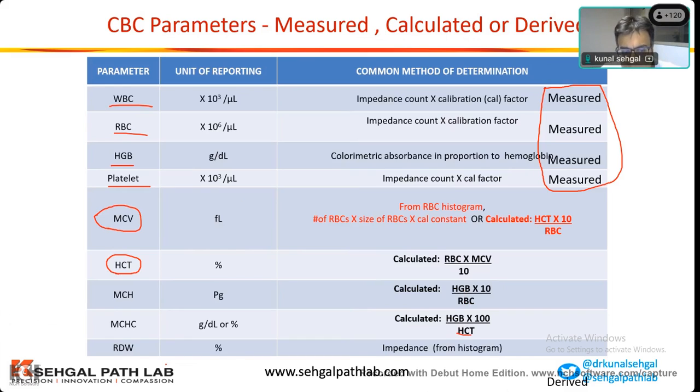The RDW, based on impedance, is calculated or derived from the histogram as we go ahead. So we should understand in our machine, these are the measured ones and these are derived or calculated ones. This is important because if these four get altered, the others will be impacted. So when you do calibration or QC, what is most important to measure or evaluate or calibrate is these five parameters: WBC, RBC, hemoglobin, platelet, and for example, if your machine measures the MCV, then it is the MCV.